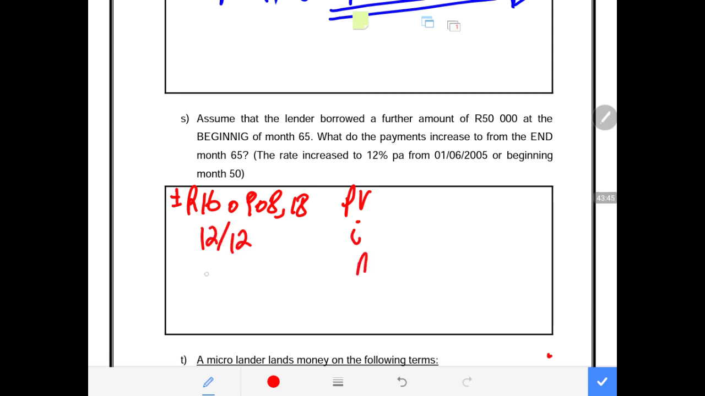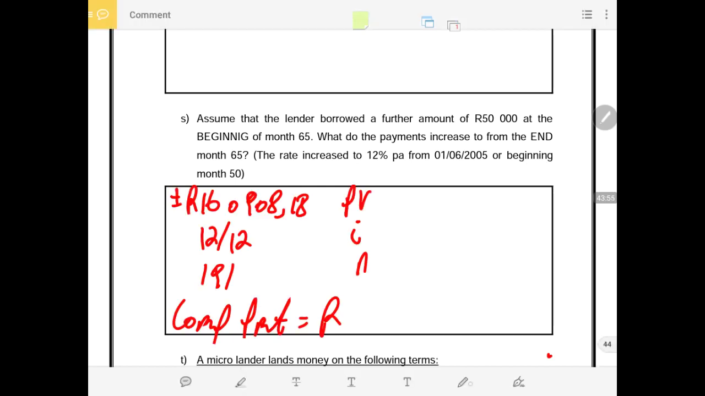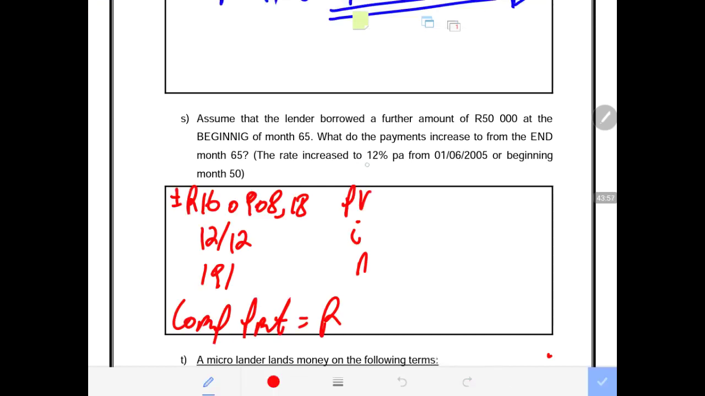Then our N was 191. Then we compute PMT. We need to know how much we were paying when the interest rate was at 12%, because this person borrows 50,000 rands at the beginning of month 65. Remember, the interest rate at that point in time is at 12%.